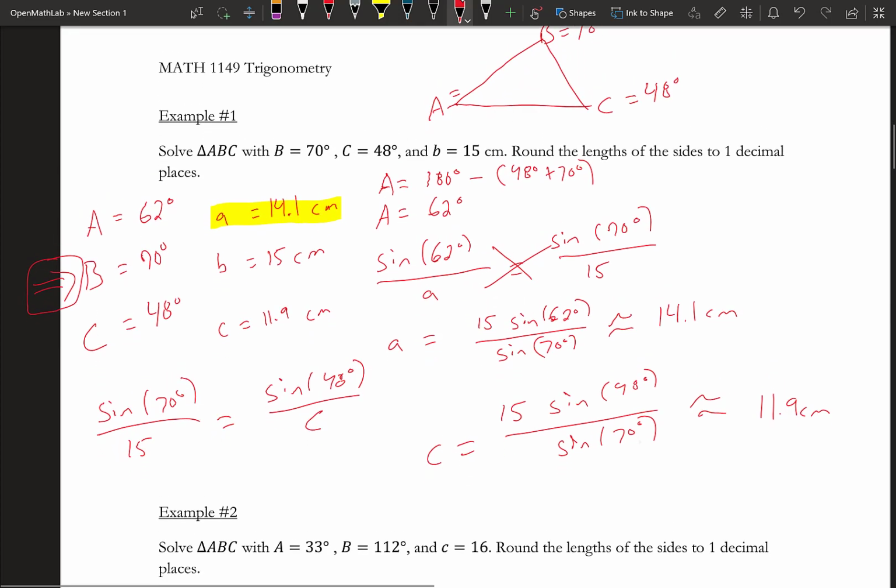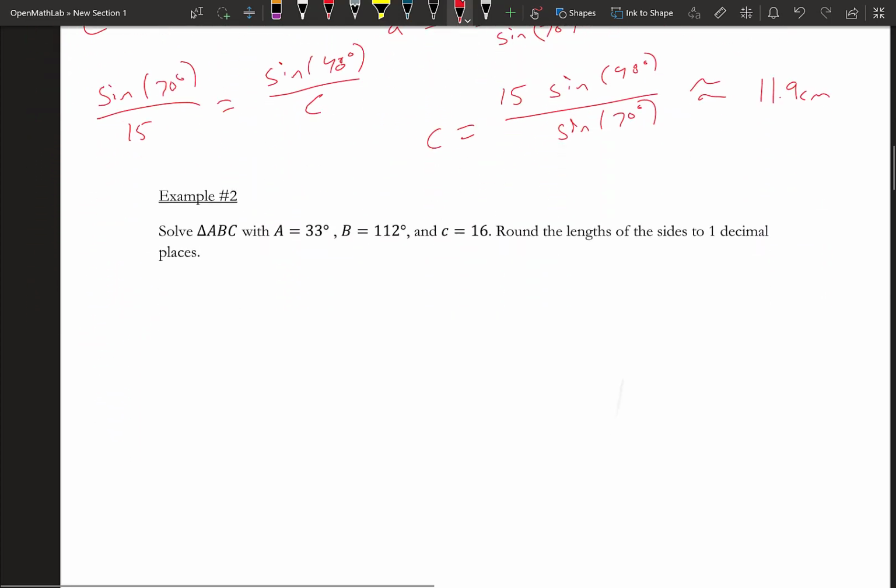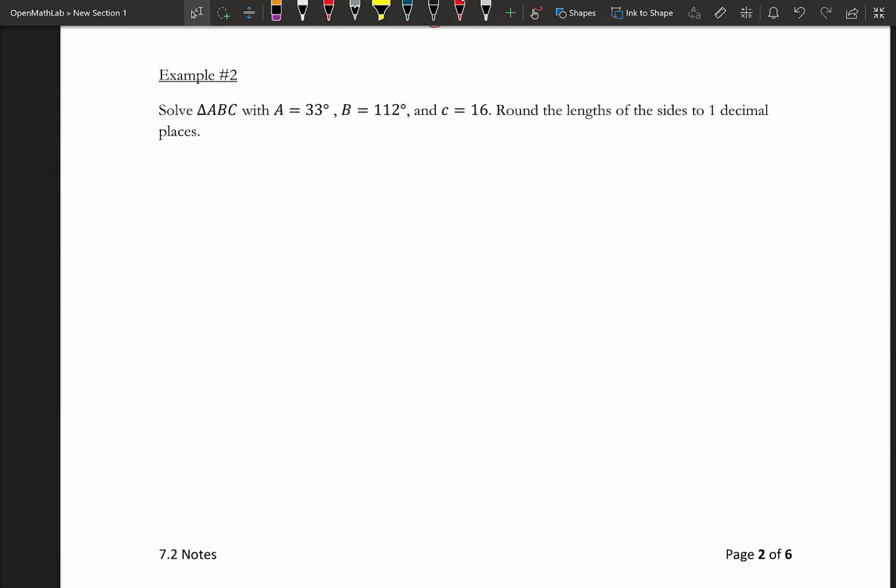All right, so we've solved that triangle. Then I have another one, example 2. Again, I'm going to want to find A, B, and C, the angle measurements, and I also want the side lengths a, b, and c. So angle A we know is 33 degrees. That's given. Angle B is 112 degrees. That's given. And then c is 16.